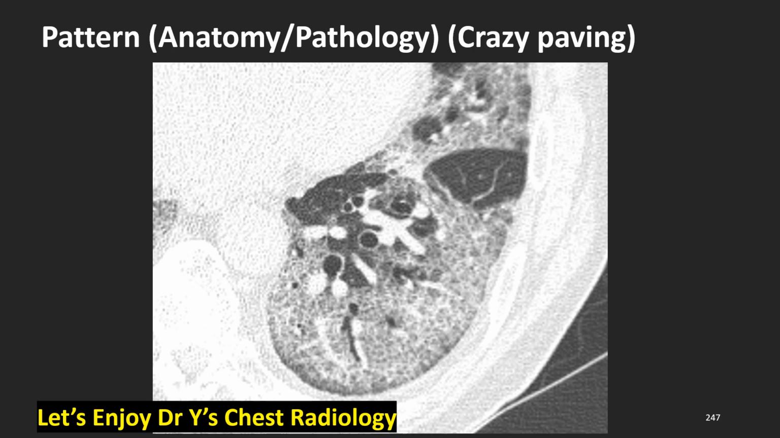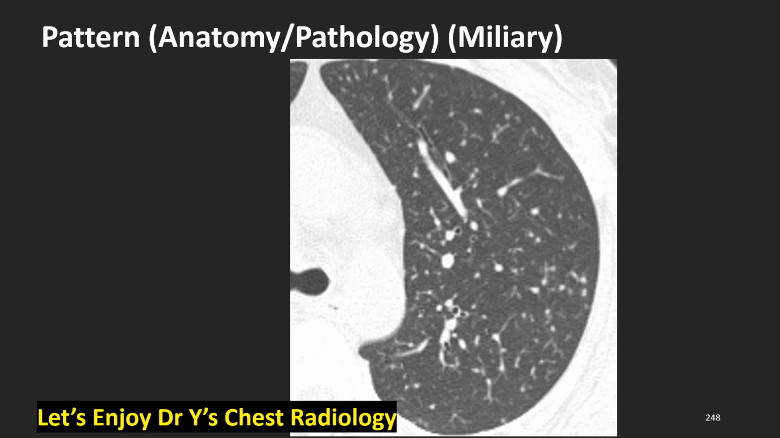Pattern, anatomy, pathology: crazy paving. The left lower lobe of this COVID pneumonia patient shows ground glass opacity of a crazy paving pattern. Pattern, anatomy, pathology: miliary. Miliary nodules are shown on this left lung of the tuberculosis patient.